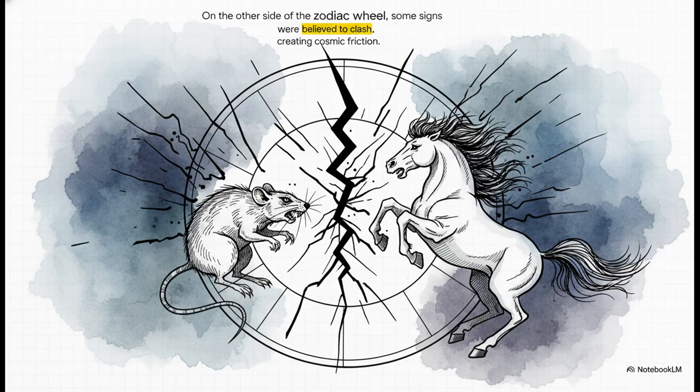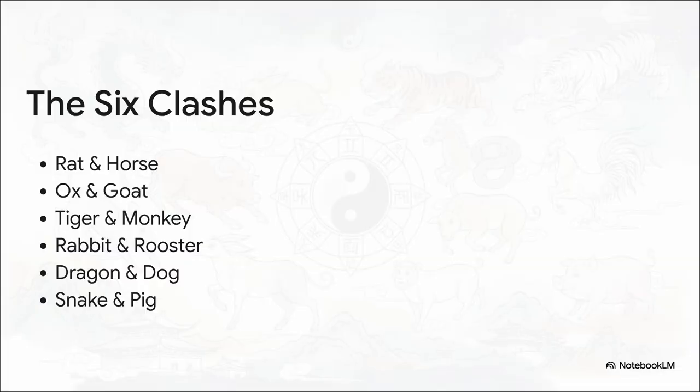But you know how it goes. On the other side of that zodiac wheel, for every perfect match, there was a cosmic conflict. The system also laid out the rules for which signs were believed to just clash. And these are the 6 clashes, the Liu Chong. You've got the rat and horse, ox and goat, tiger and monkey, rabbit and rooster, dragon and dog, and finally the snake and pig. These pairs were seen as being totally incompatible.